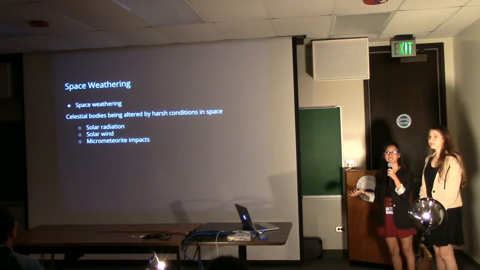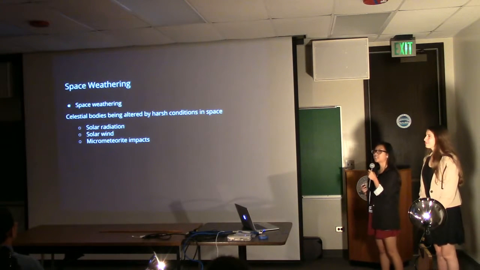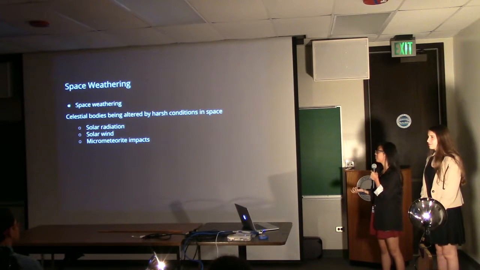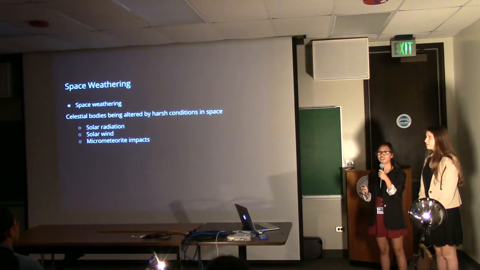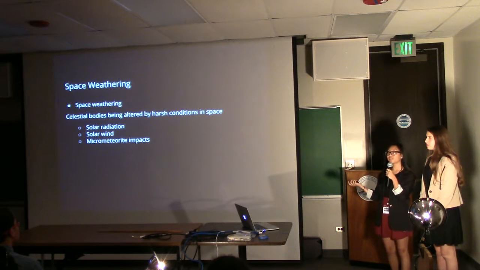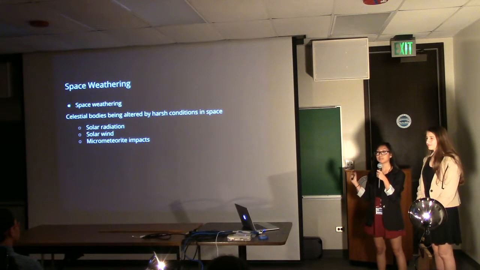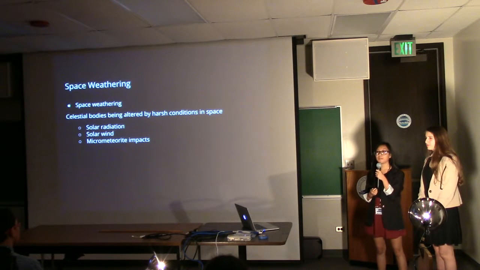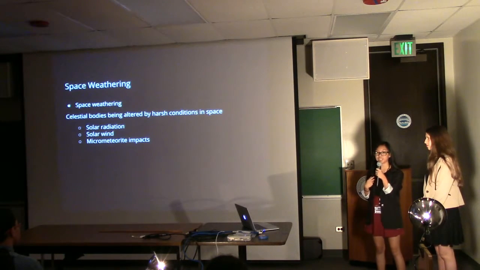So, what is space weathering, you may ask? Well, it's very similar to the weathering process on Earth, where rocks are eroded by wind, as an example, and it's used to create small particulates. However, this occurs outside of the Earth's atmosphere, where celestial bodies are being altered by the harsh conditions in space. For example, solar winds, solar radiation, and micrometeorite impacts, which will be our primary focus in this project.